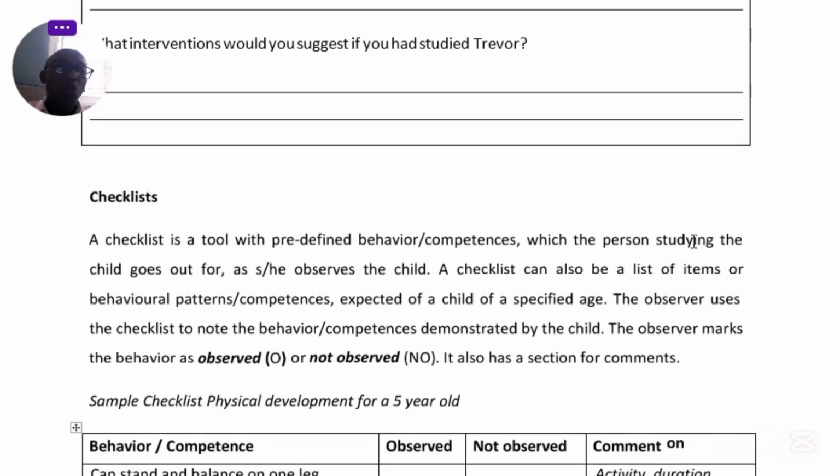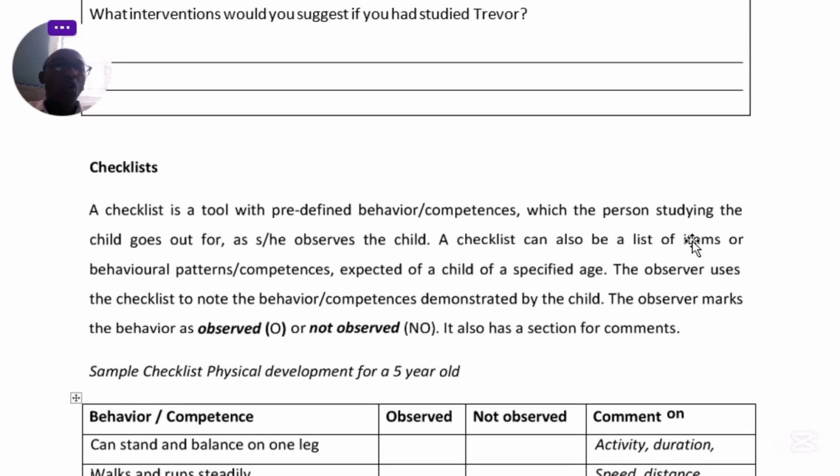The third tool you can use in observation is called a checklist. A checklist is a tool with predefined behaviors or competences.